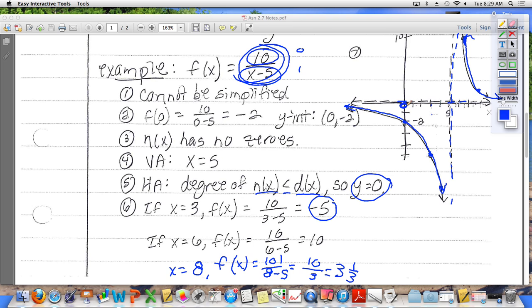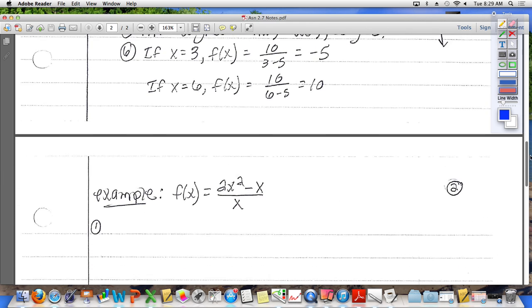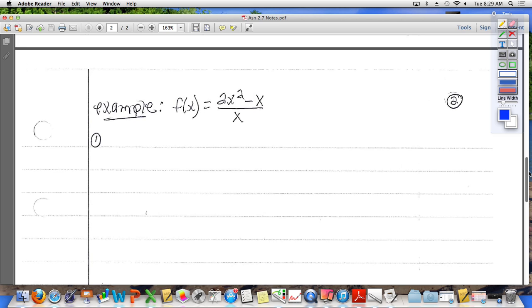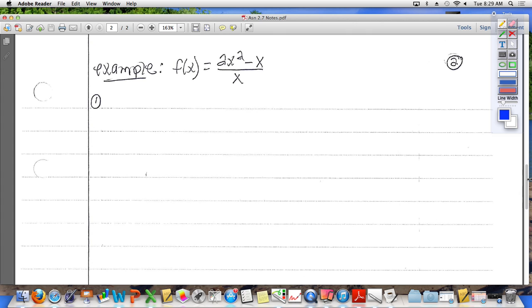We're going to move on to another example. You have the example written in your notes, and we're going to follow the steps. F of x is equal to 2x squared minus x, divided by x. Get that down, please. Ready.